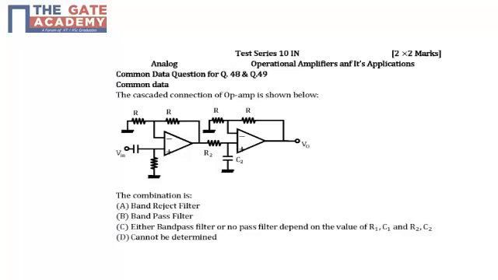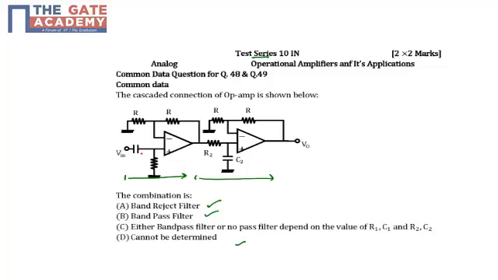Hello friends, this question is from test series number 10 from the subject of analog, and the topic name is operational amplifier and its applications. It's a common data question. In the problem we have a two-stage op amp circuit, and the question asks whether this combination acts as a band reject filter, a band pass filter, a band pass filter under certain conditions, or you cannot determine. These are the four options we have. We need to find out what kind of filter this arrangement is.